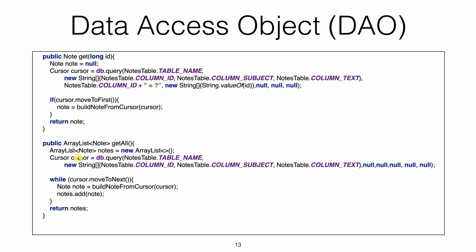So that's why the cursor comes back here, and we're going to use a while statement. While move to next. Basically move to next will return true if there is a next, and it will return false if there is no next. So that's what we're doing here, and then we're getting a note based on the cursor, and then we add the note to the notes array, and we return the notes array.